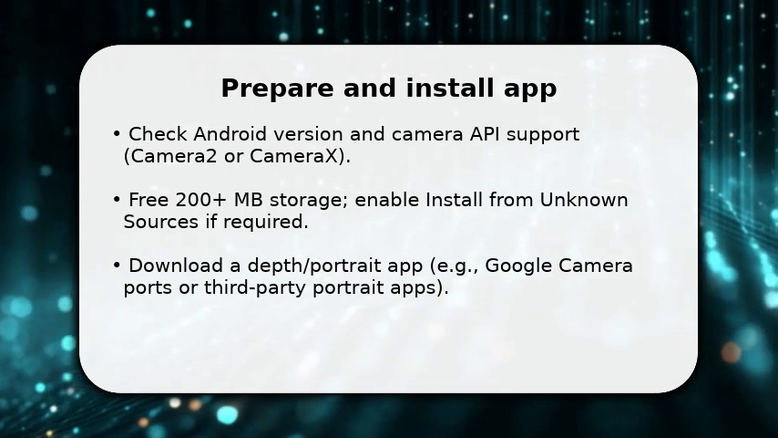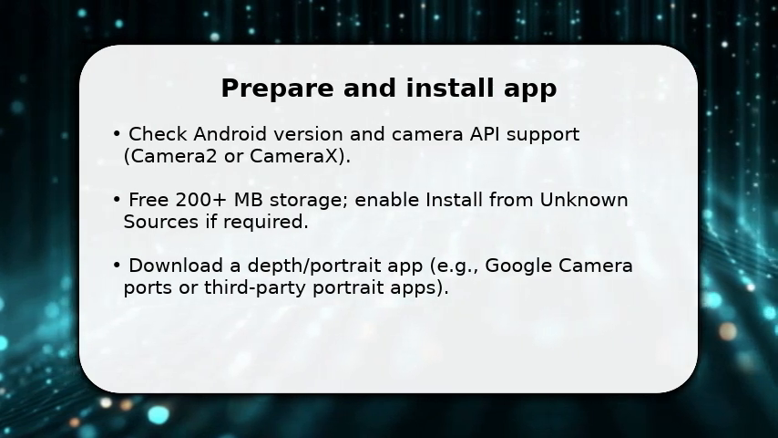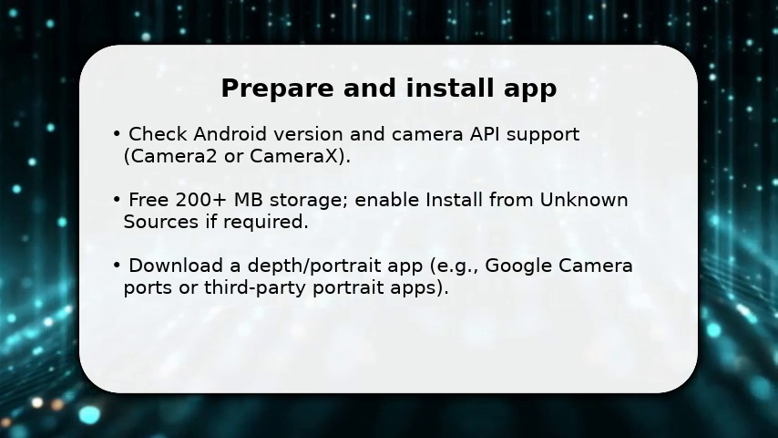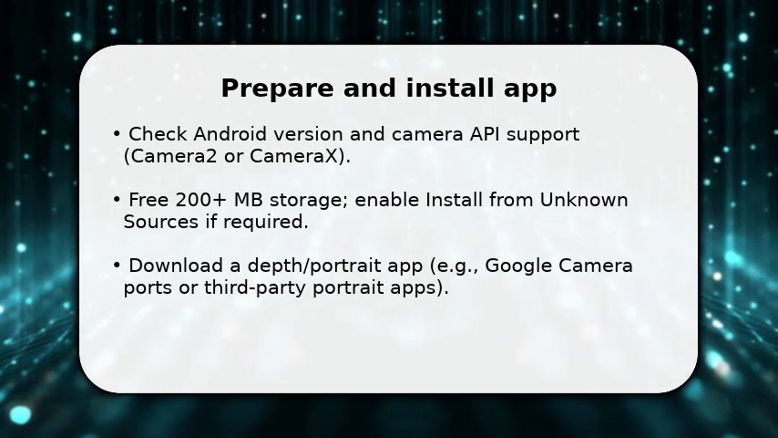Download a reputable portrait-capable app or a G-Cam port that matches your device. Make sure to pick the correct APK variant for your CPU architecture. You're now ready to install and grant camera, storage, and microphone permissions to proceed.